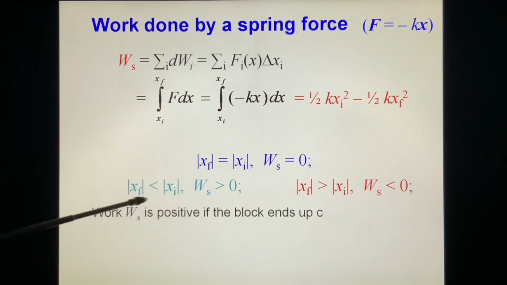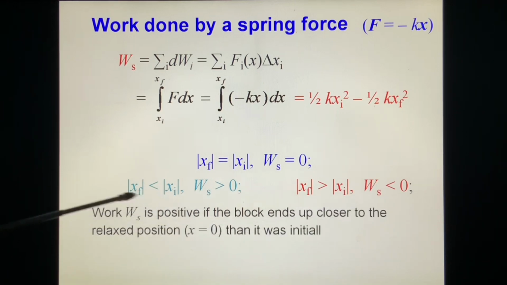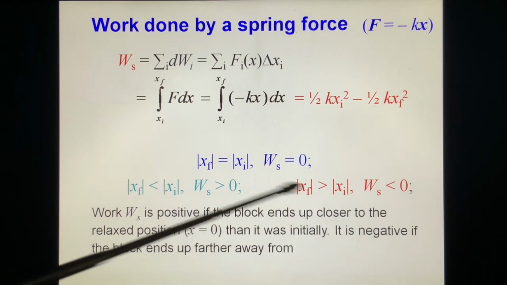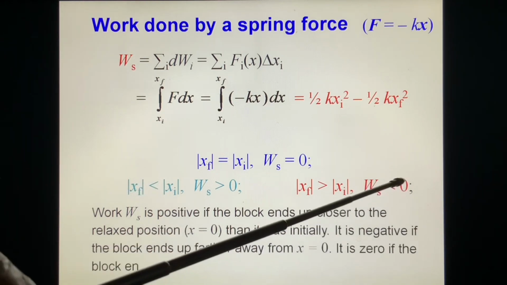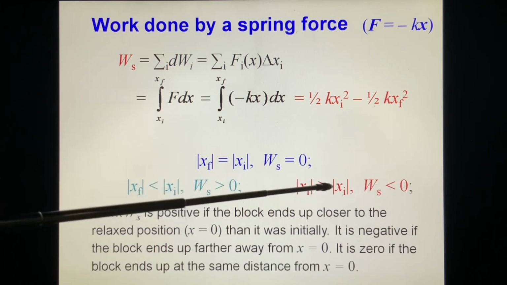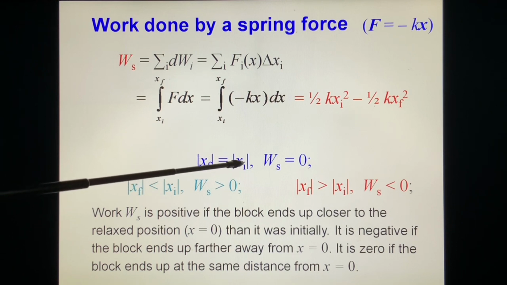Work Ws is positive if the block ends up closer to the relaxed position than it was initially. It is negative if the block ends up farther away from x0. It is 0 if the block ends up at the same distance from x0. When the distances are equal, the positions might not be equal. One is positive, one is negative. Okay, they might not be the same.